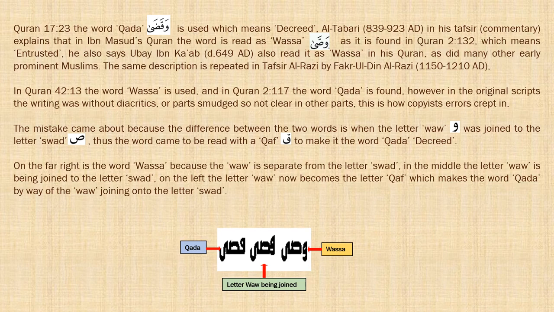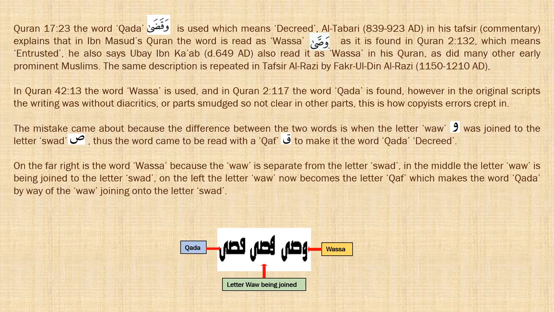At-Tabari also says that Ubay bin Ka'b, like Ibn Mas'ud, read it as wassa in his Quran, as did many other early prominent Muslims. The same description is repeated in Tafsir al-Razi by Fakhruddin al-Razi. In this particular example, these mistakes came about because the difference between the two words is when the letter waw was joined to the letter sad. Thus the word came to be read with a qaf letter to make it the word qada, decreed. How the mistake could have happened can be seen below.